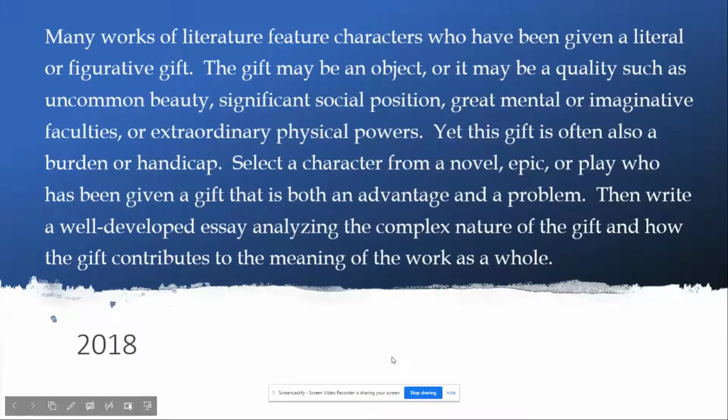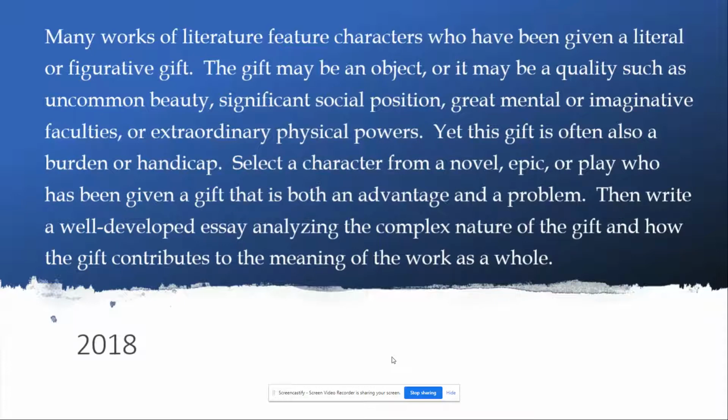Here's the first one. Many works of literature feature characters who have been given a literal or figurative gift. The gift may be an object, or it may be a quality such as uncommon beauty, significant social position, great mental or imaginative faculties, or extraordinary physical powers. Yet this gift is also a burden or handicap. Select a character from a novel, epic, or play who has been given a gift that is both an advantage and a problem. Then write a well-developed essay analyzing the complex nature of the gift and how the gift contributes to the meaning of the work as a whole.